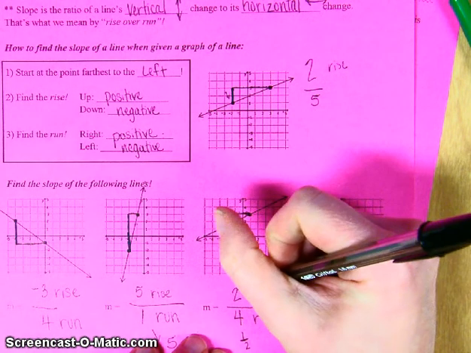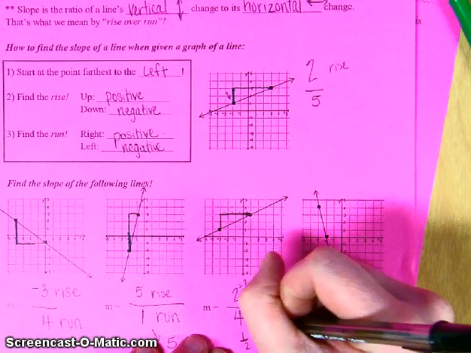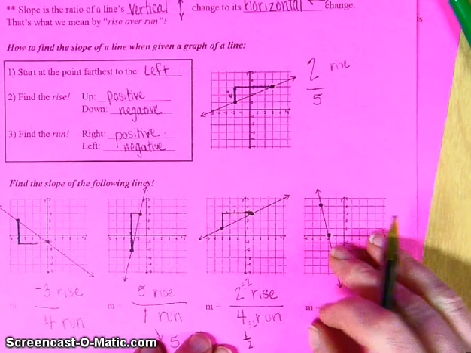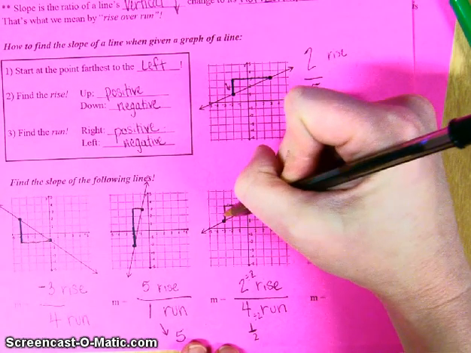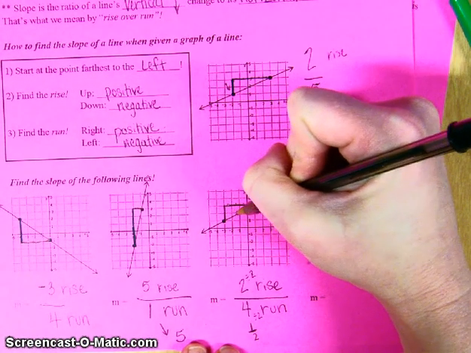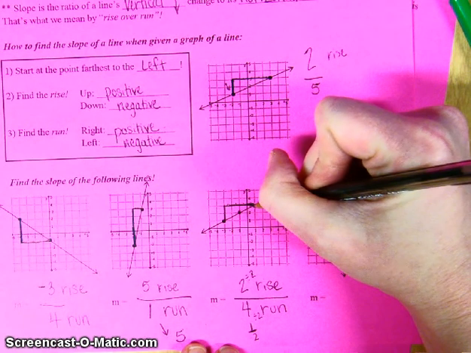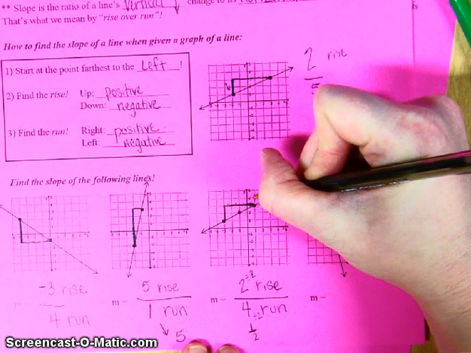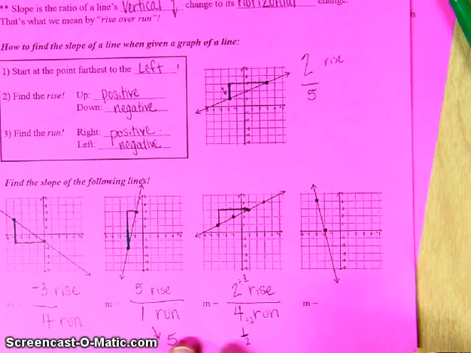Now we could simplify that to 1/2, 1 over 2, because a common factor of 2 is present there in that ratio, so we could simplify it to 1/2. Now look, what that means is if I rise 1 and I run 2, I've got another point on that line. Let's do it again. If I rise 1, run 2, 1, 2, I've got another point on that line.